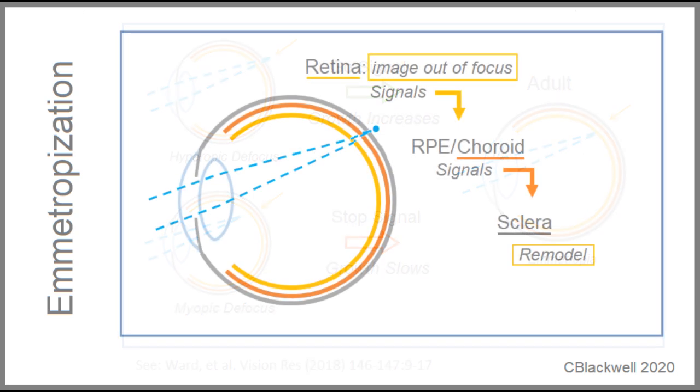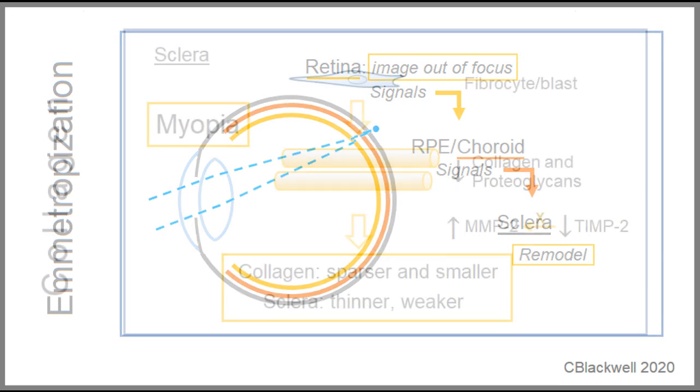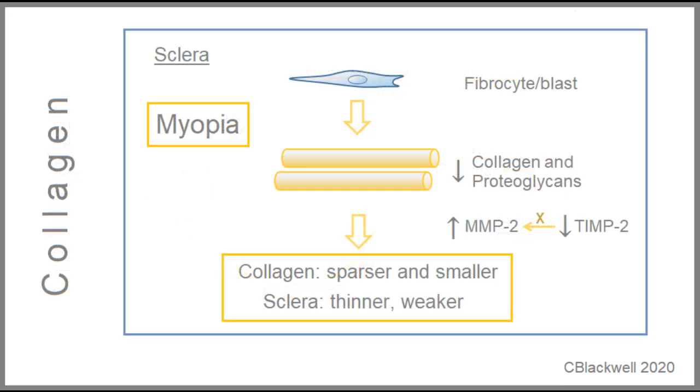That process involves a signal cascade starting with the retina, signaling to the RPE choroid, which in turn signals to the sclera to remodel. Remodeling means change in the synthesis of collagen, which can slow down or speed up elongation.